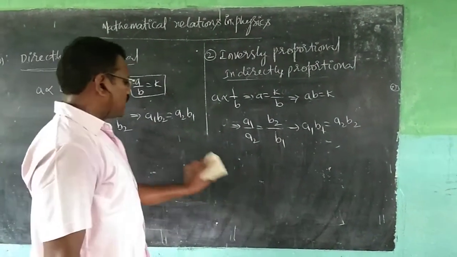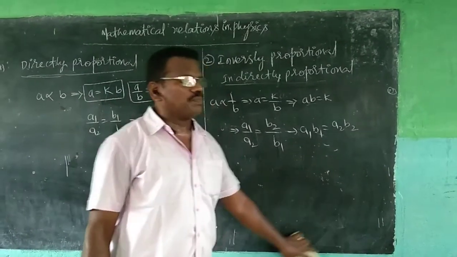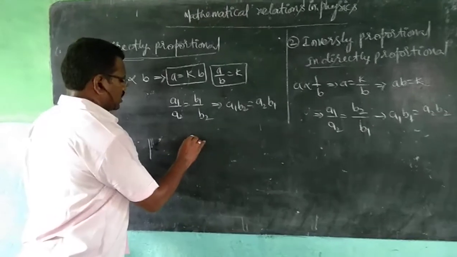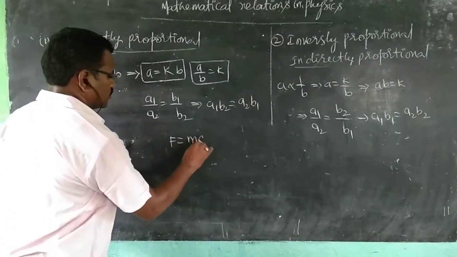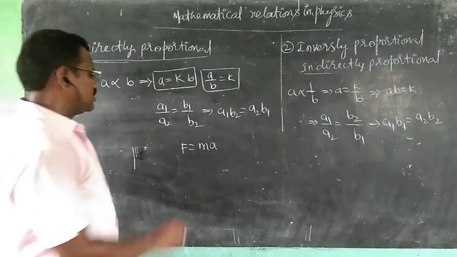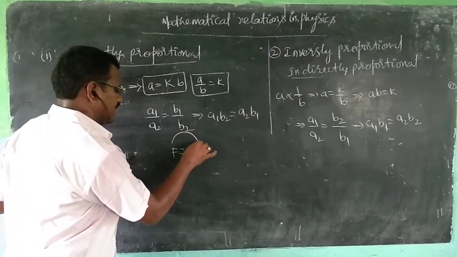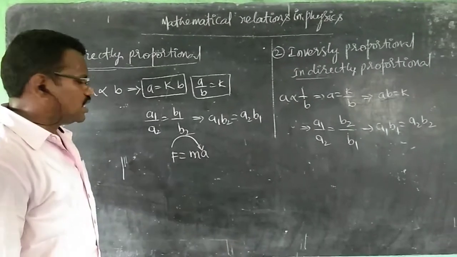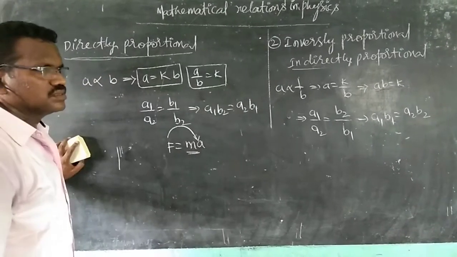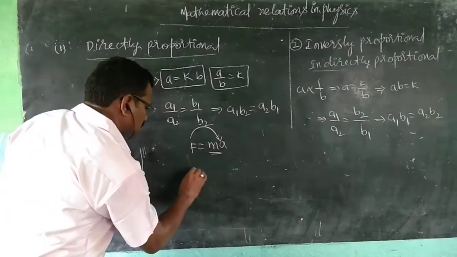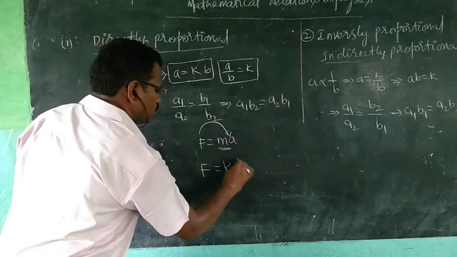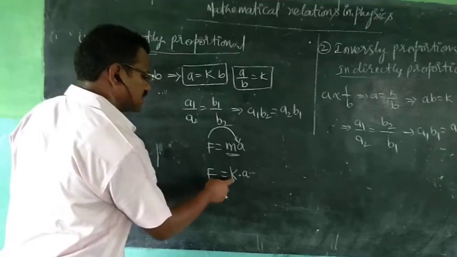Sir, what is the use of this rule in applying physics? For example, a formula is there for us, F is equal to ma. Now, I want to give the relation between force and acceleration. By considering the mass as constant, we can write like this: F is equal to K into A. Why? Because I considered the mass as a constant.